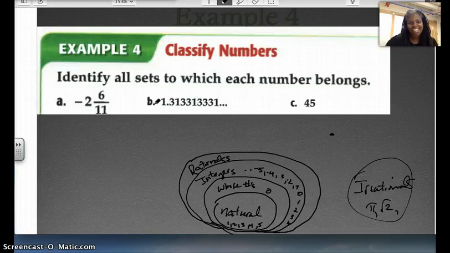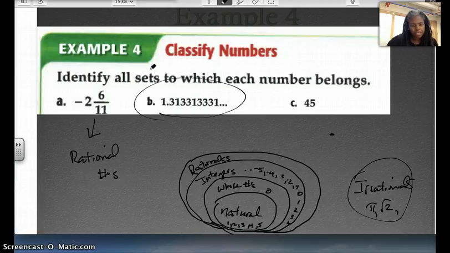Let's go ahead and now we're going to classify each of these numbers into a set. So when I look at this number, I recognize that it's not a natural number. It's not a whole number. It's not an integer either, but it is rational. I can write this as a ratio of 2 integers. So this is a part of the rationals.